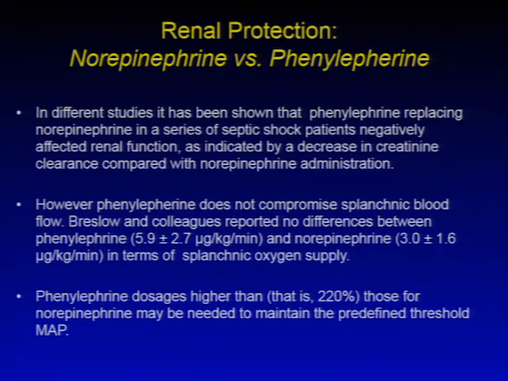Which medication to choose for improving blood pressure? Norepinephrine versus phenylephrine. In different studies, it has been shown that phenylephrine replacing norepinephrine in a series of septic shock patients negatively affected renal function, as indicated by a decrease in creatinine clearance compared with norepinephrine administration. However, phenylephrine does not compromise splanchnic blood flow. Breslow and colleagues reported no differences between phenylephrine and norepinephrine in terms of splanchnic oxygen supply. Phenylephrine dosages higher, that is 220%, than those of norepinephrine may be needed to maintain the predefined threshold mean arterial pressure.